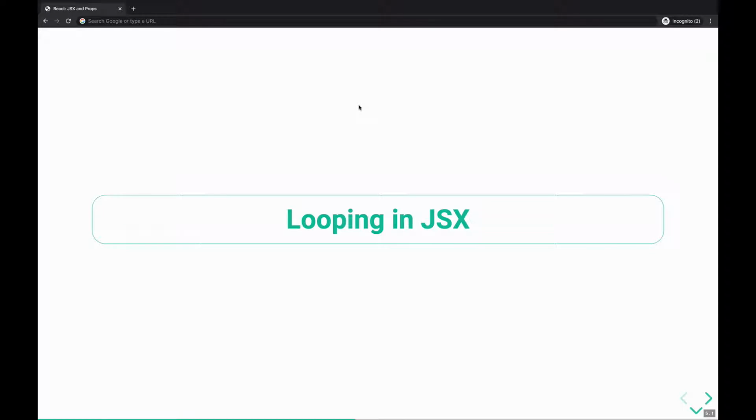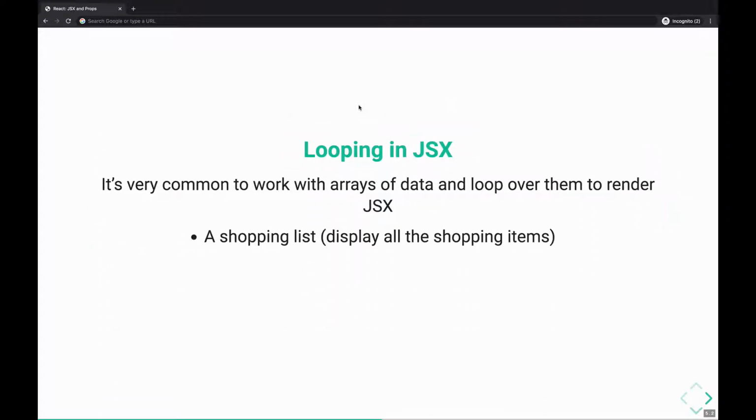Next up, let's talk about loops in JSX. It's really common to need to iterate or loop inside of our JSX. Just a couple of examples. If we had a shopping list or a shopping cart component that we were creating, we would want to loop over all of the items, all of the products, the foods, whatever, and display them somehow.